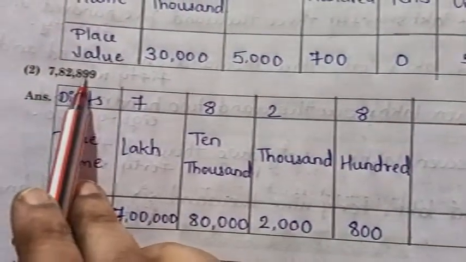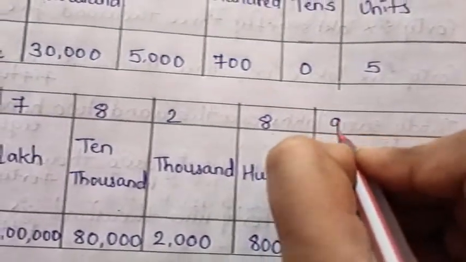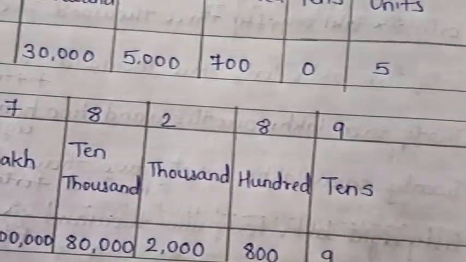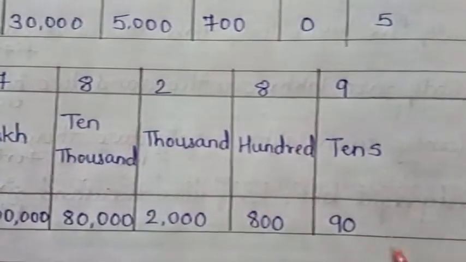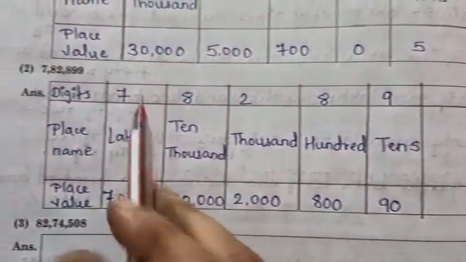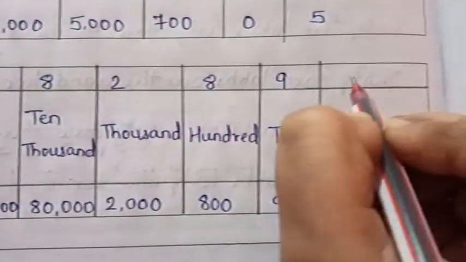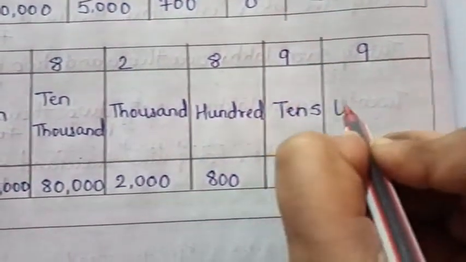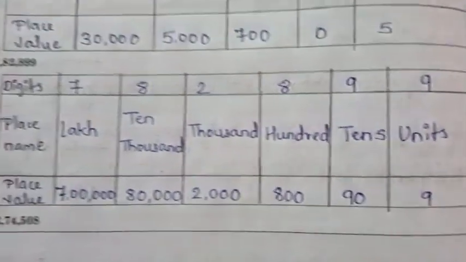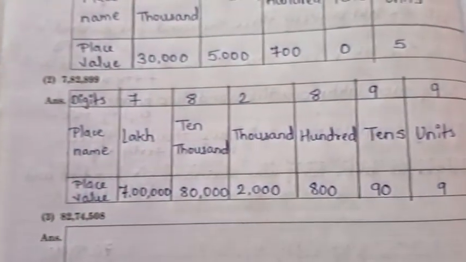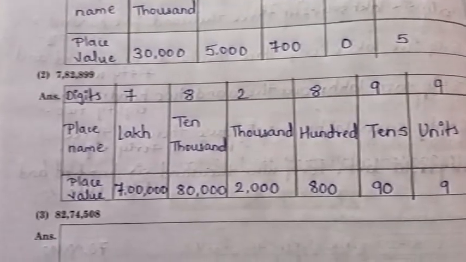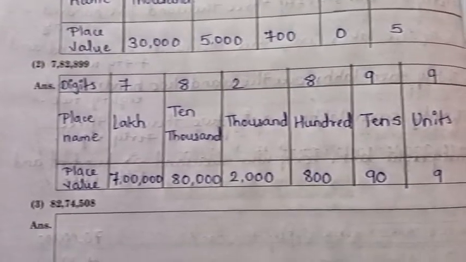The next number is 9, so 9 you will write. 9 is at which place? It is at tens place. So 9 at tens place, what is the value? 90. Clear? See, like this. And again the next number is 9. So here you will write 9. 9 is at which place? Units place, and its value is that number itself. So students, in this way you are supposed to solve the second one. Is that clear, everybody? Okay.